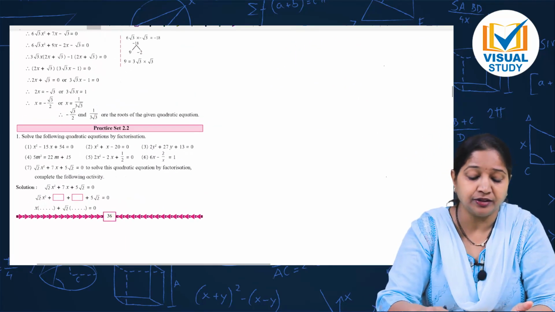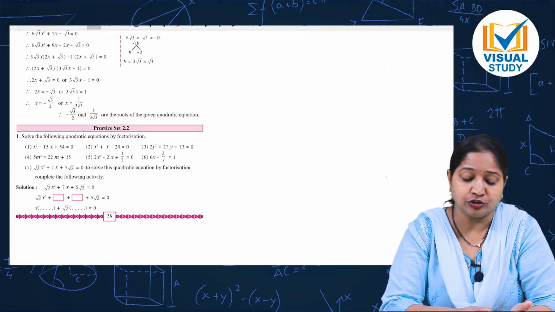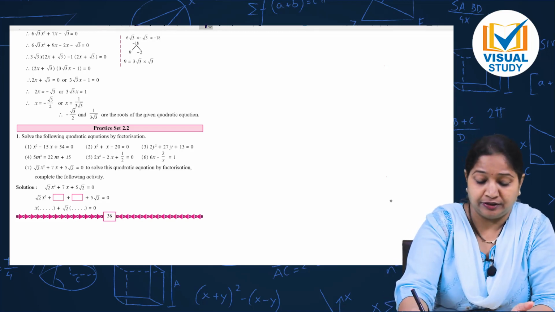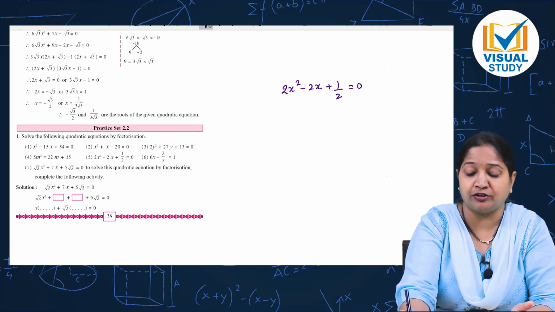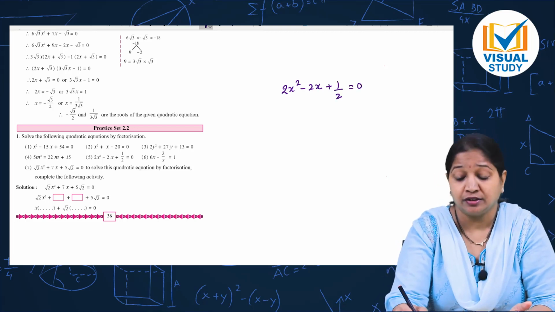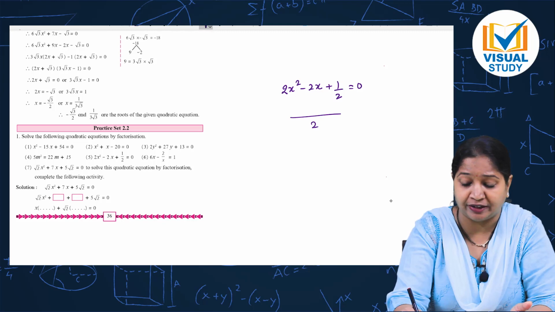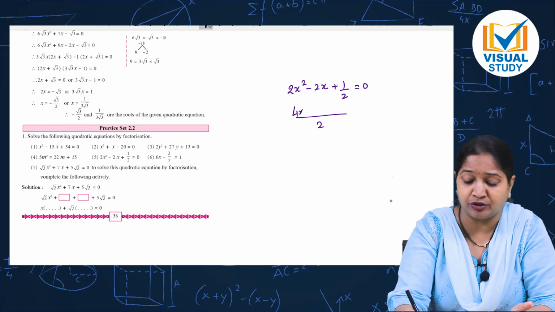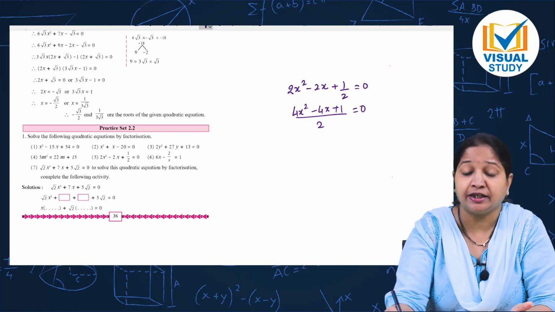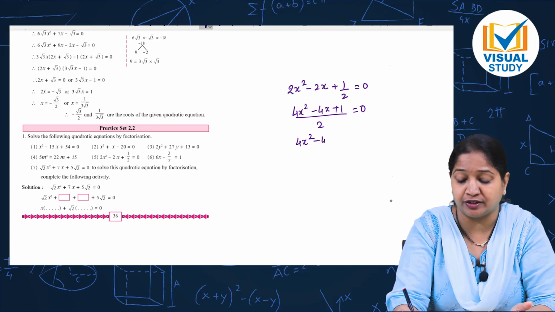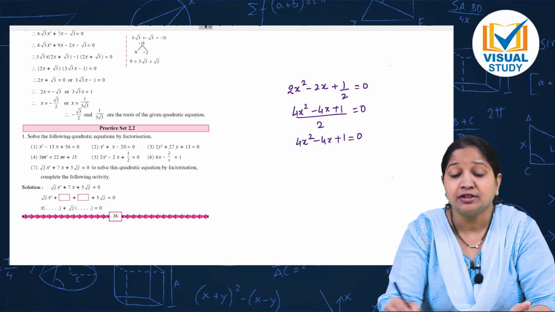In practice set 2.2, the first question is itself factorization. So you can factorize. Now I'll do the fifth one for you. That is 2x square minus 2x plus 1 upon 2 equal to 0. Here they have not given the constant term as a whole number, they have given us 1 upon 2. So we have to take the LCM. Take out the LCM. You get 4x square minus 4x plus 1 equal to 0. Take 2 to this side. You get 4x square minus 4x plus 1 equal to 0. 2 into 0 is 0.